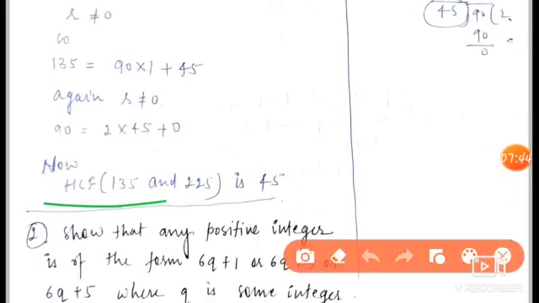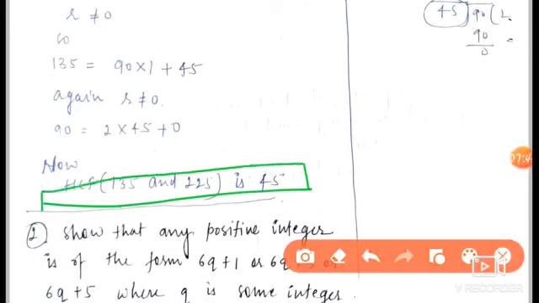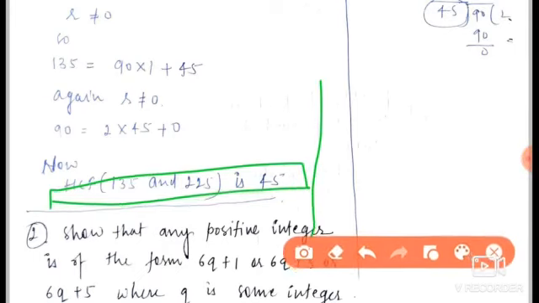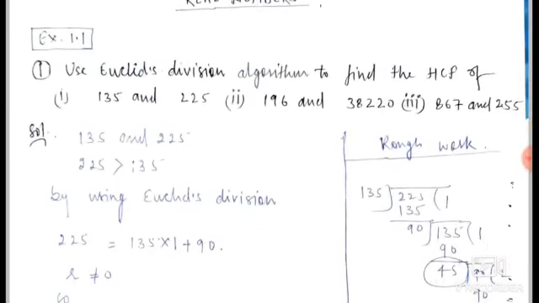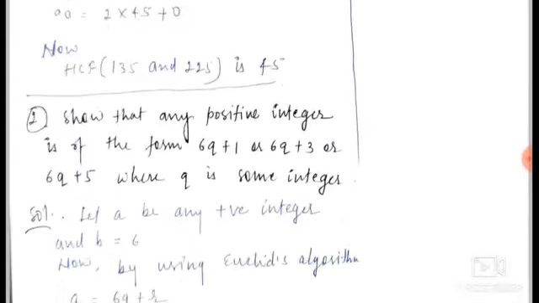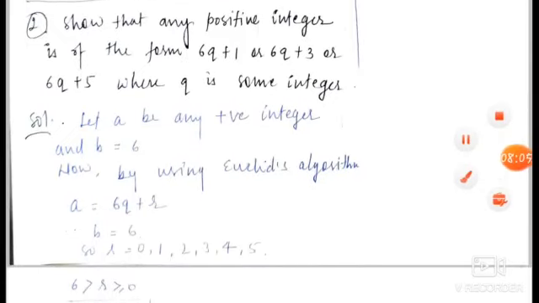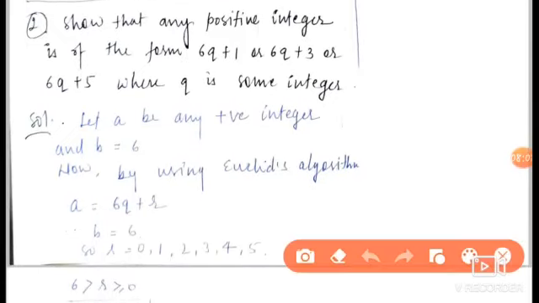I hope you understand. If you have any doubt or query, you can ask me again and I will explain. Don't worry, but try to solve. The next two parts, the second part and the third part, you can solve: 196 and 38220, and 867 and 255. You can do them easily. Okay, I will explain the next one.